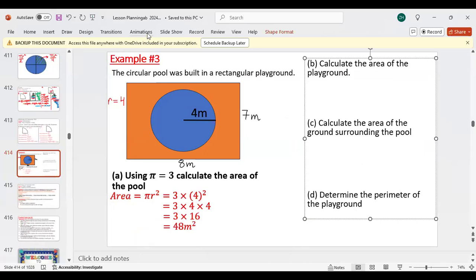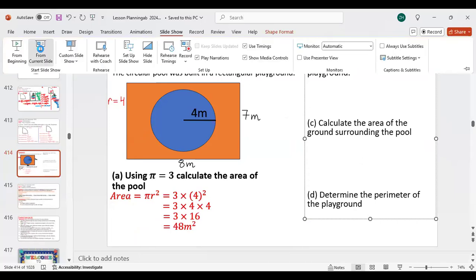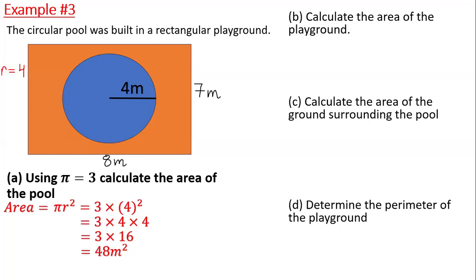All right, so let's do these questions one by one. We're gonna start off with B. With B, they want us to calculate the area of the playground. What shape is the playground? Rectangle. So the shape of the playground is rectangular in nature. What's the formula for area of a rectangle? Length times width.